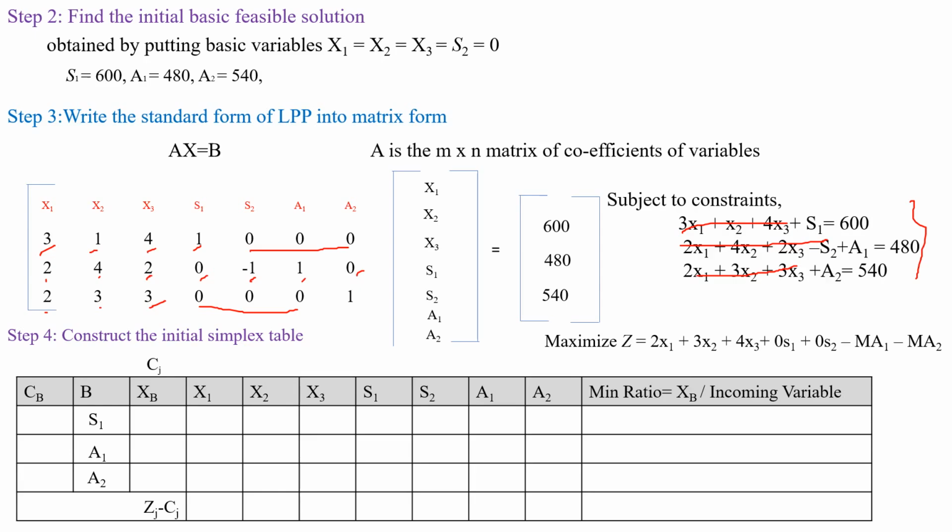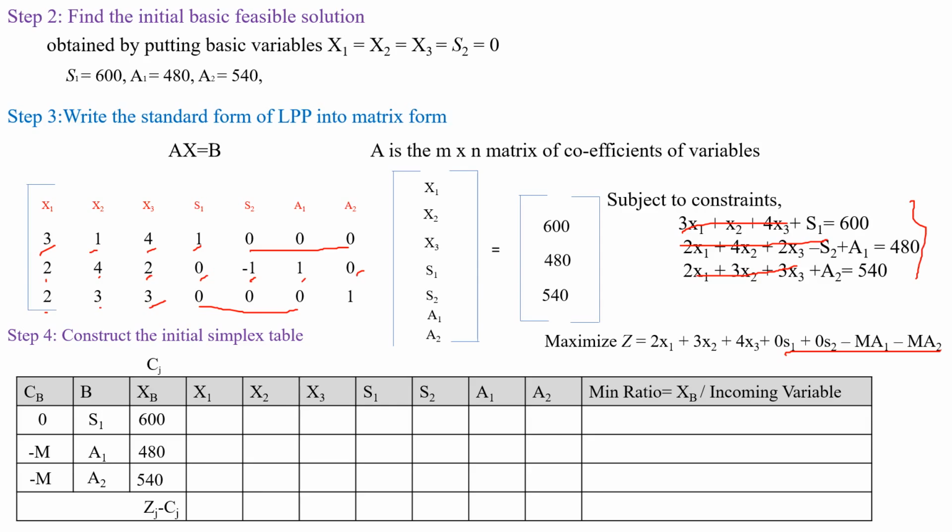Here we are considering the slack variable and artificial variables as the initial basic variables. Remember, we are not considering the negative surplus variable as an initial basic variable, that is in the second constraint. And the CB values for these basic variables are 0, -M and -M. For this I have to observe the objective function. Here we will get the coefficients for these variables. Next, XB is the initial basic feasible solution, that is S1 value is 600, A1 is 480 and A2 is 540.